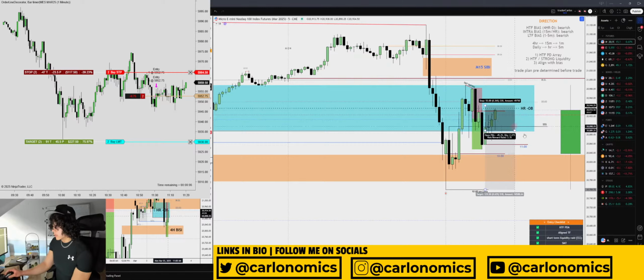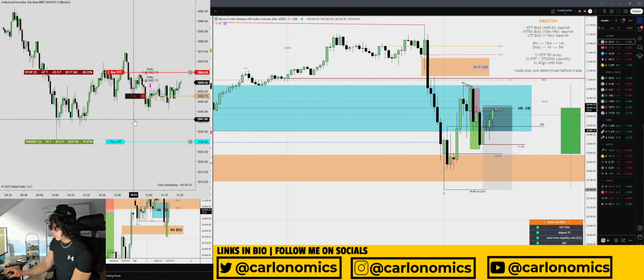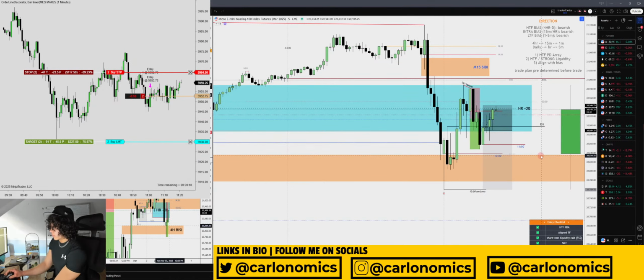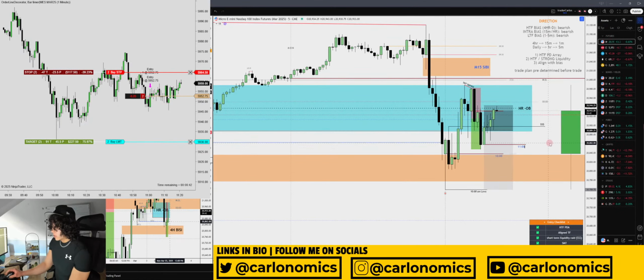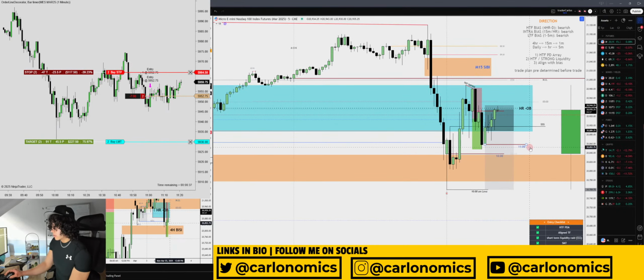Five more seconds until a 5 minute candle opens. So we have a new 5 minute candle opening. The 5-minute candle opened around the OB. So yeah, we're just gonna let the trade pan out. But yeah, I just don't like how it took a long time.